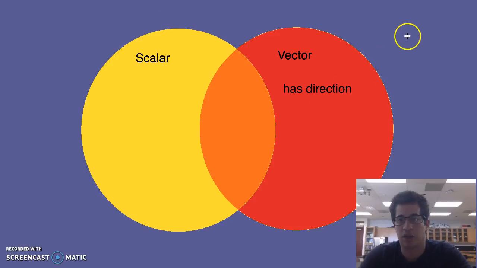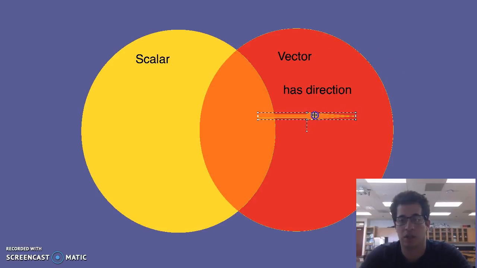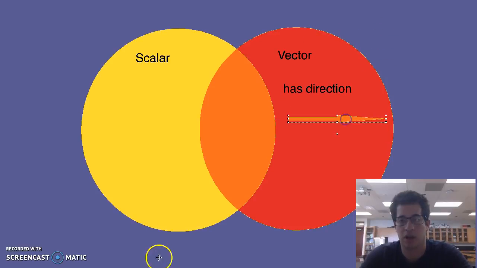So a vector is something we draw with an arrow. The direction that arrow is pointing is significant. So this arrow could be an example of a vector. You see, it's pointing somewhere. They have direction, and then they also have magnitude.